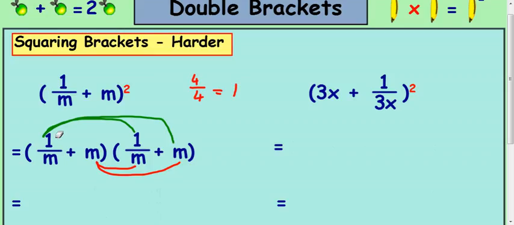So let's look at this. 1 over m times 1 over m. So that's the start. 1 times 1 is 1. m times m is m squared. So that just comes to 1 over m squared. Then 1 over m times m.